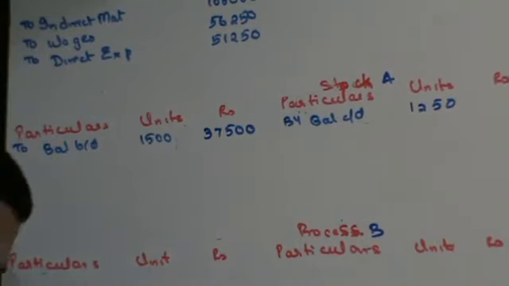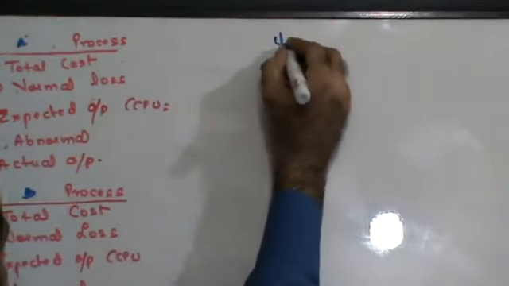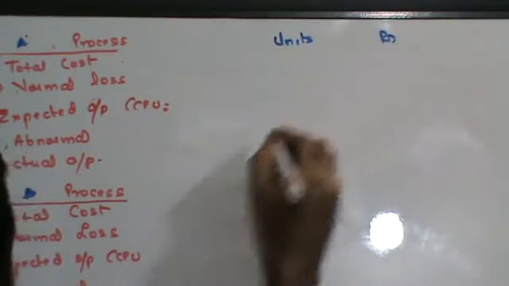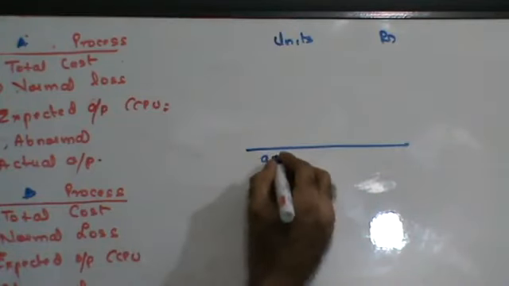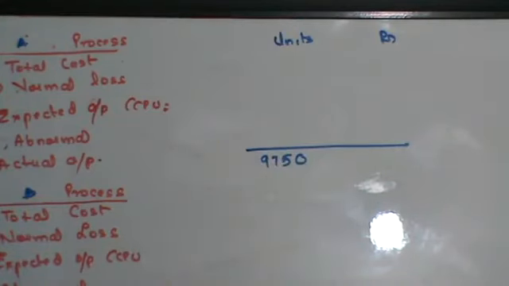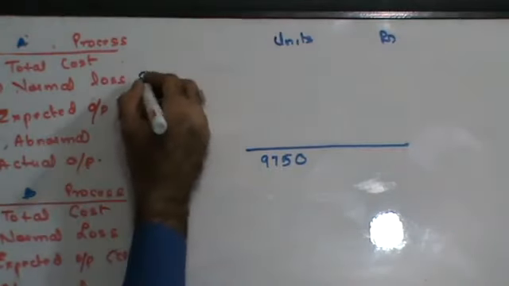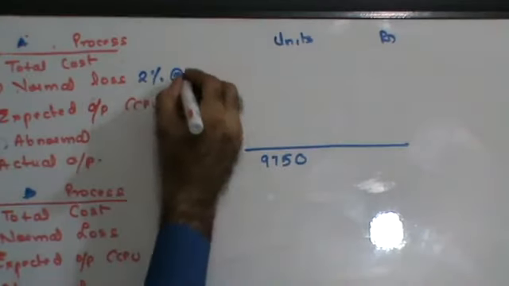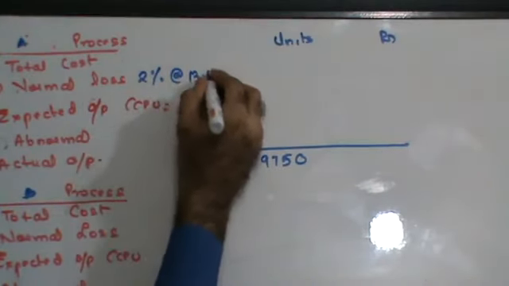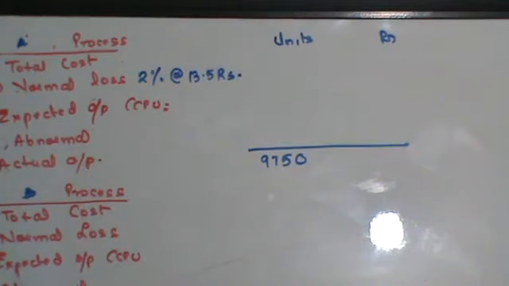Now let's see the working note for this. They've given you output units, rupees. Output for process A should be 9,750 units, and normal loss is given to you as 2%. And scrap value is given to you as 13.5 rupees. Okay, so that's your entire data regarding process A, right? Let's move on to process B.